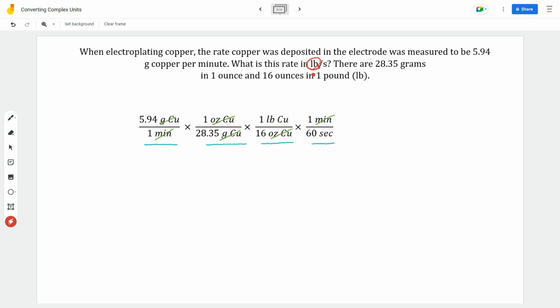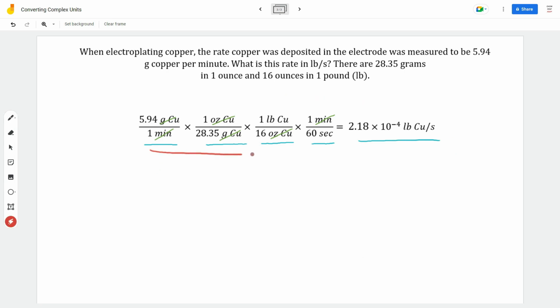That's good. That's what I want. And then in the denominator, I have seconds. That's good. That's also what I want. So I have converted everything I need to convert. I just now need to grab my calculator. So I'm going to take 5.94 divided by 28.35, divide that by 16, and then divide that by 60. My final answer is 2.18 times 10 to the negative fourth pounds of copper per second.